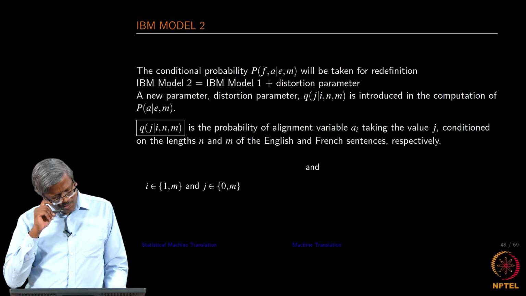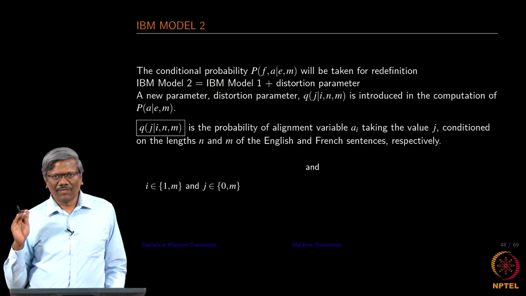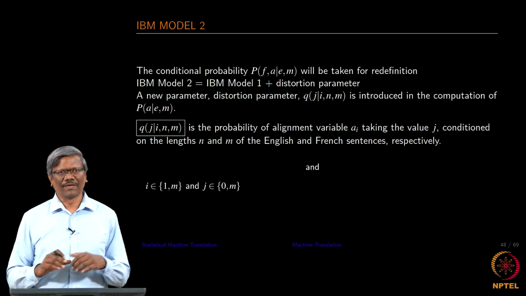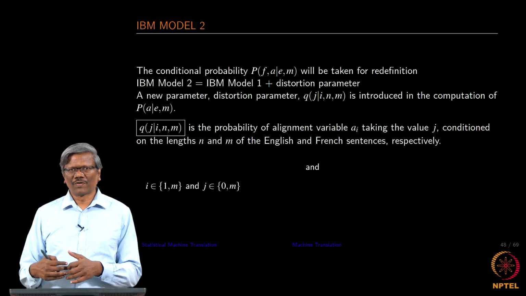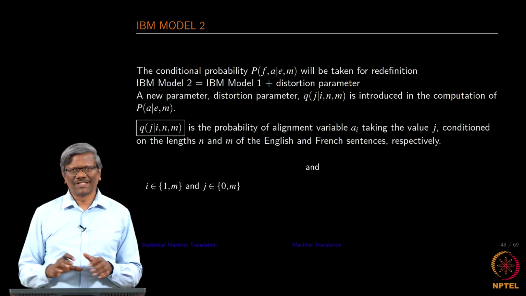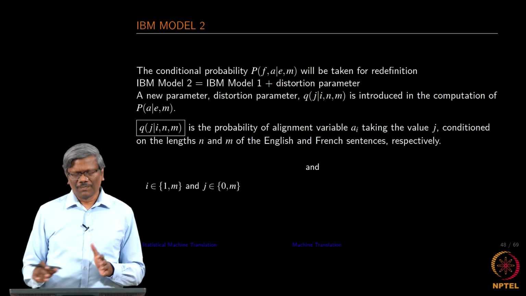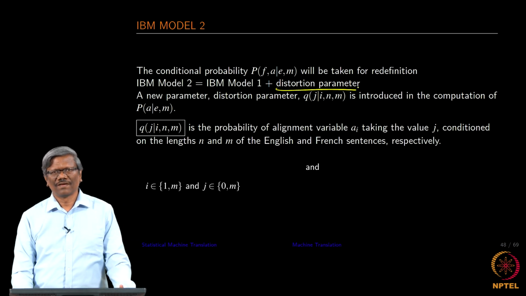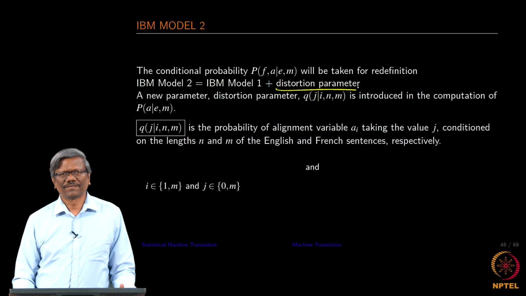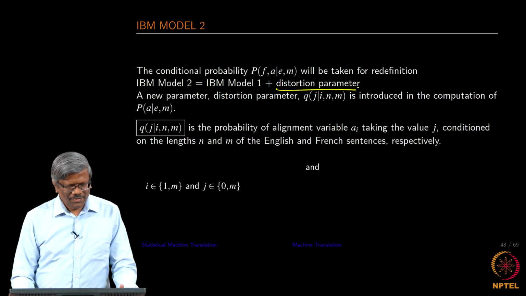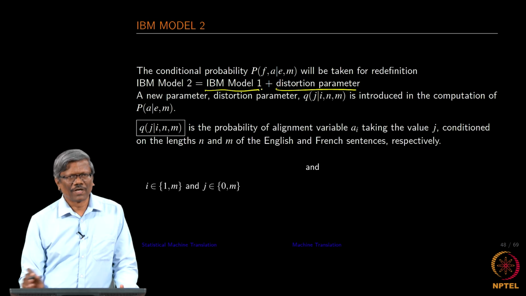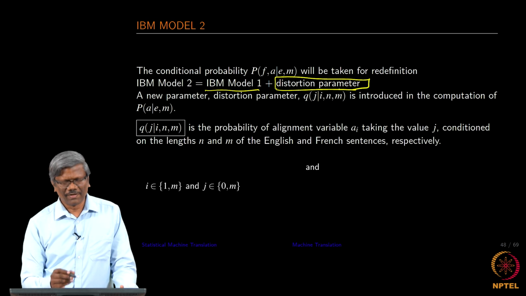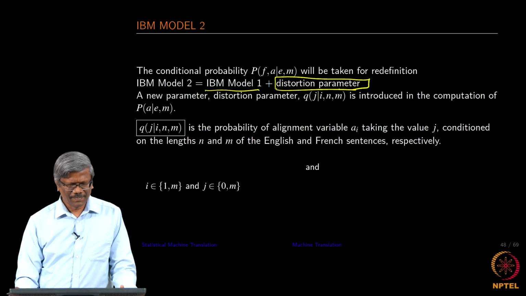So, if you look at all the IBM models, they are all based on manipulating the alignments most of the time. Okay. So, you will see in the IBM model 2 also there is a slight change that we are going to be bringing in, which will make some more assumptions in terms of the alignments. Okay. So, this model uses whatever we saw in IBM model 1 and an additional distortion parameter. We will describe what that distortion parameter is. Okay.